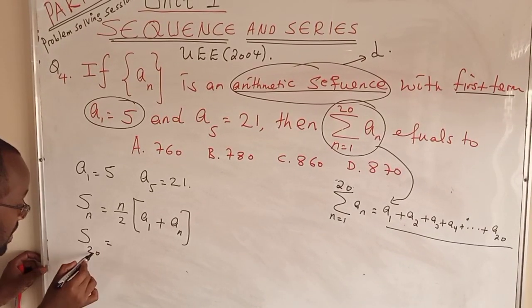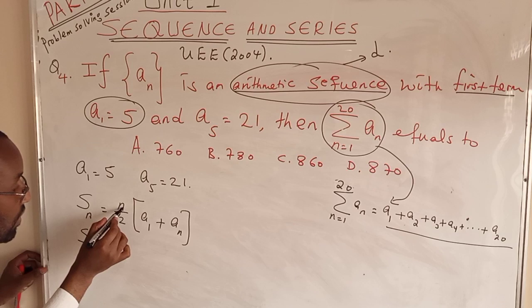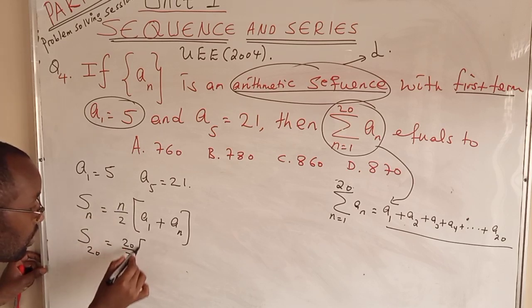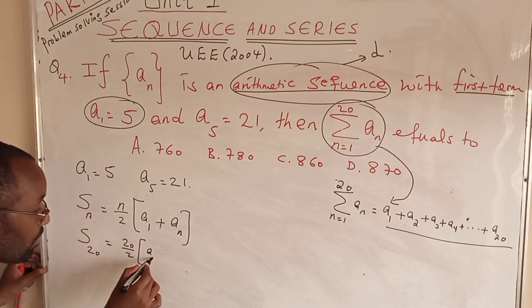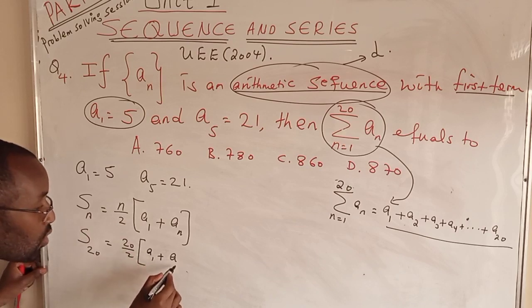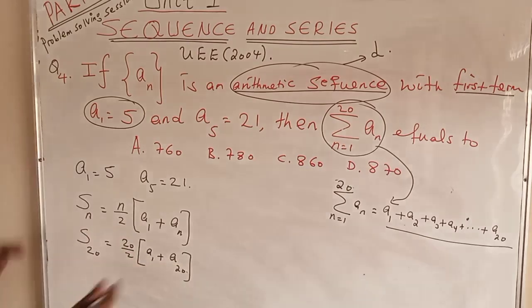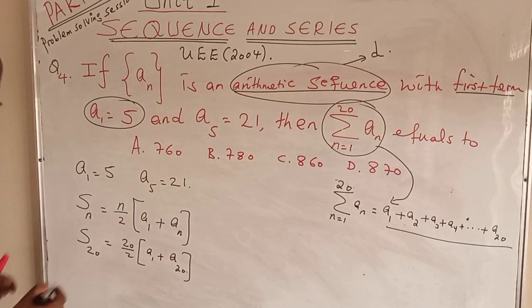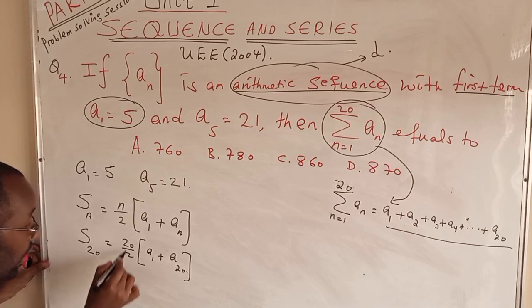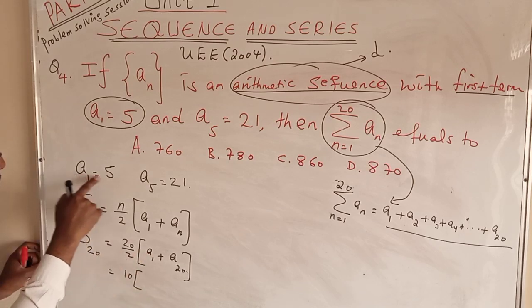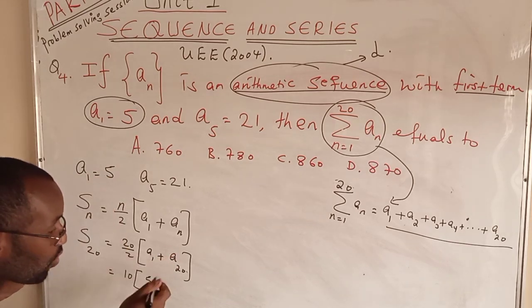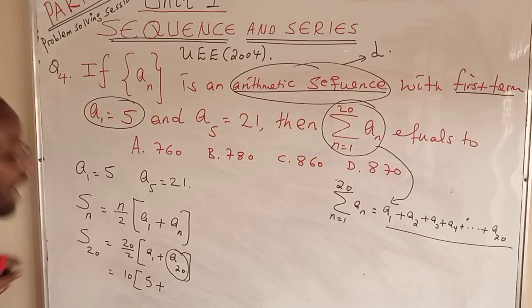So 20 over 2 times a1, which is the first term, plus the last term, which is a20. Now this is equal to 20 over 2, which is 10, into a1, the first term, which is already given, which is 5, but we don't know the last term, we don't know this term a20.